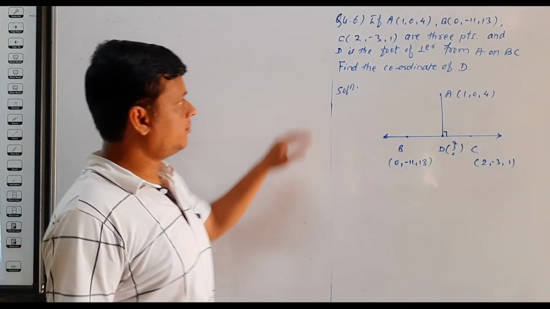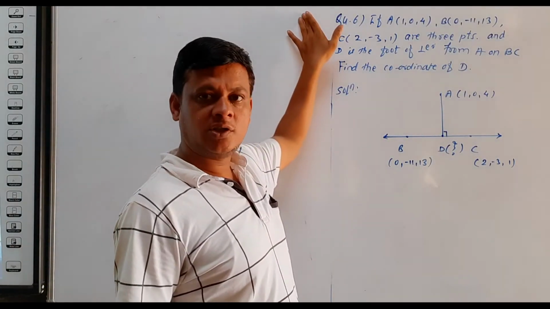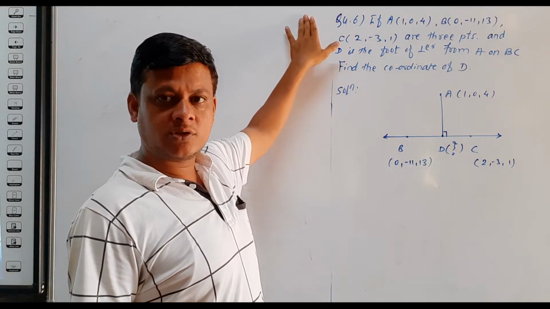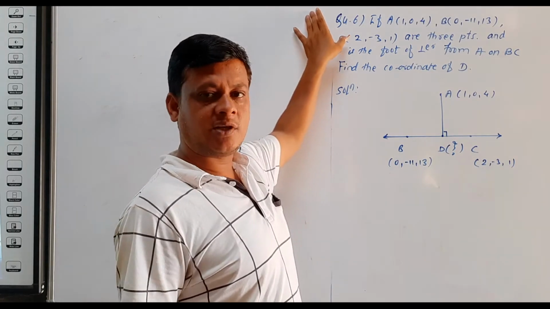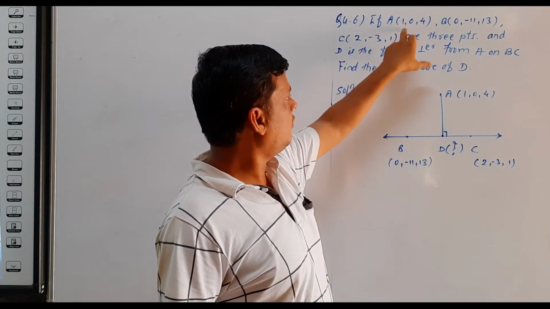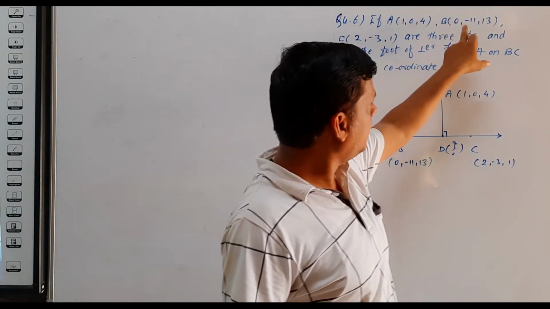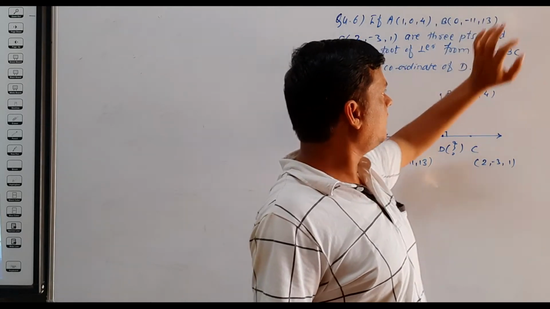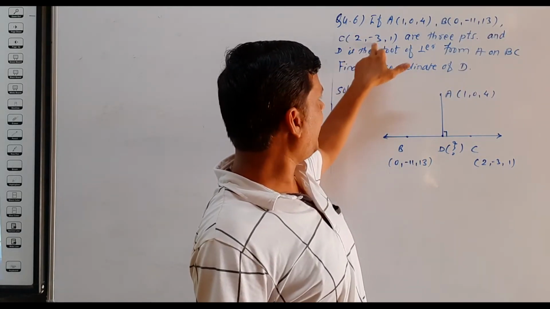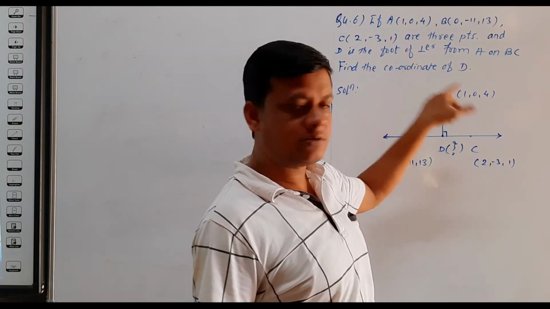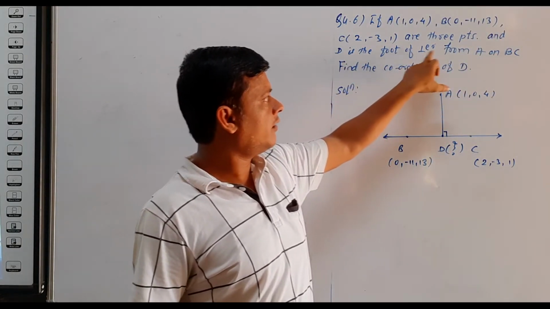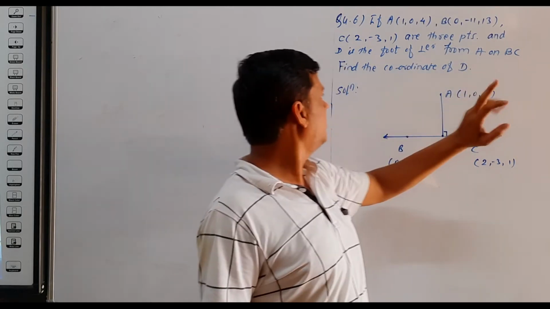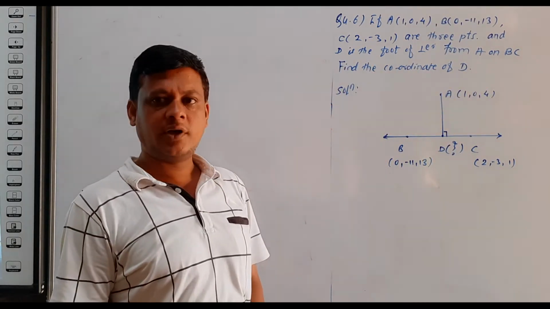Now see question number 6. Question number 5 is similar as question number 2, so you can solve yourself. Now see question number 6. If A is (1, 0, 4), B is (0, -11, 13), C is (2, -3, 1) are 3 points, and D is the foot of perpendicular from A on BC, find the coordinate of D.